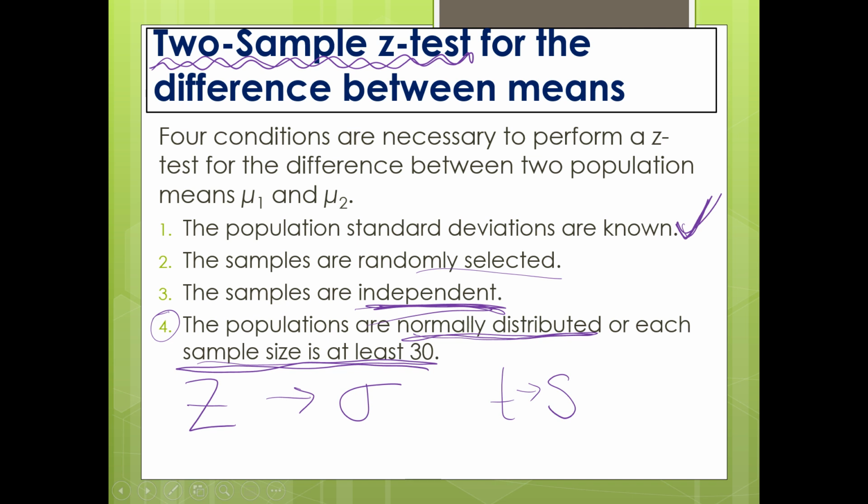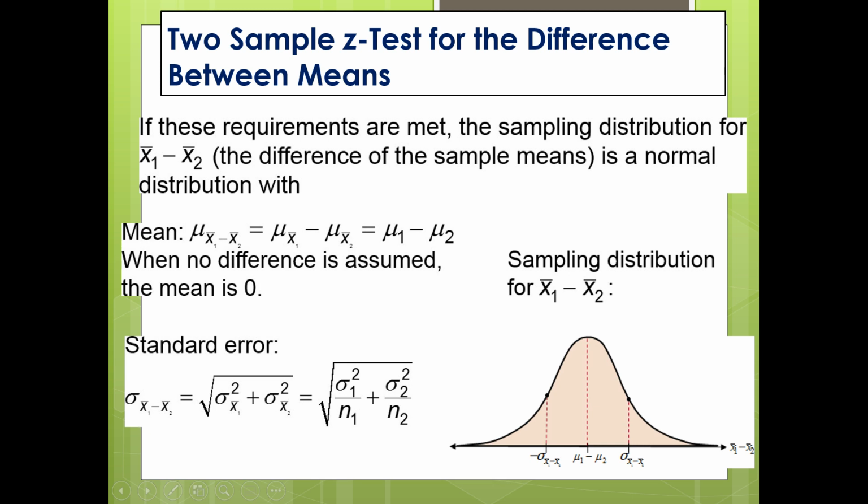So we're running 2 sample z-tests here, okay? Now, if these requirements are met, then our sampling distribution, or our difference of all of our sample means, is a normal distribution. Now, the mean in the middle here is what we think our population difference is.